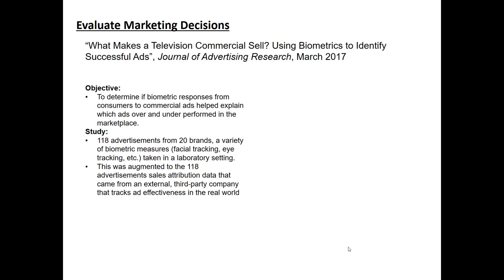Then a third-party company that already tracks ad effectiveness in the real world, they have data on the estimated effect of these commercials in the real world in terms of driving sales in different markets. So they took the biometric data, rating each one of the ads, and they matched that up with third-party data that already indicated whether or not an ad over or underperformed. The idea was maybe the biometric measures teach us and give us some indication about what type of advertisements tend to succeed and which ones tend to underperform.